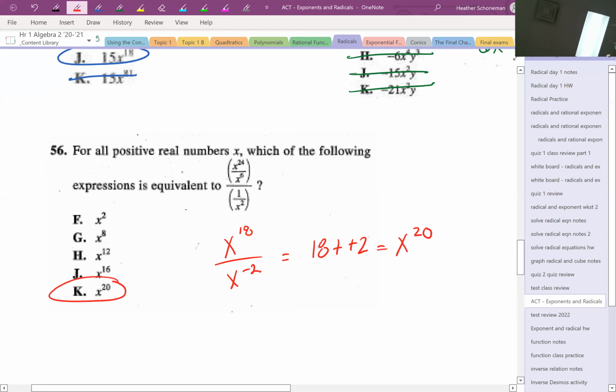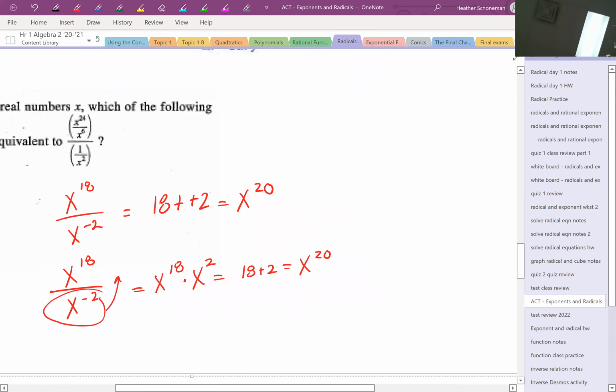Now, if that didn't make sense in your head, remember if I have x to the 18th over x to the negative second, I can take this and move that up. So that's x to the 18th times x squared, which means you would add the exponents. So I still get x to the 20th.